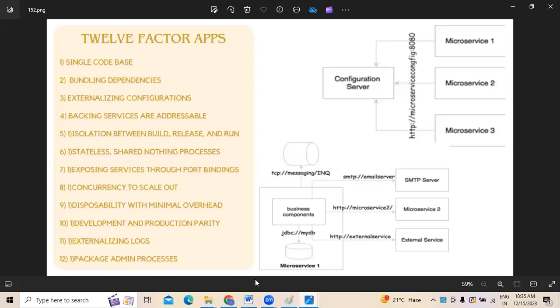where whichever microservices we use will be bundled with all the required dependencies needed to perform application functions, by using different libraries like HTTP. All these things will be used in bundling dependencies. The third factor rule is called externalizing configuration.